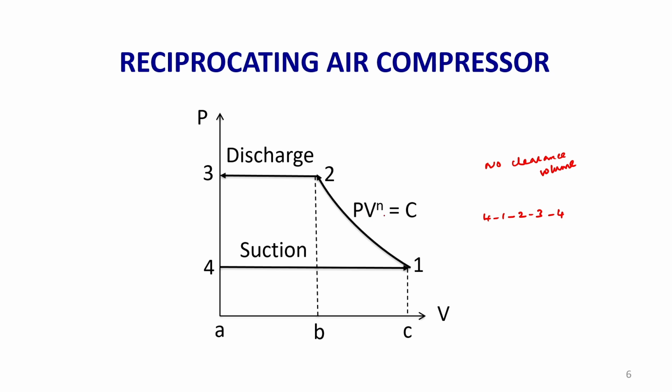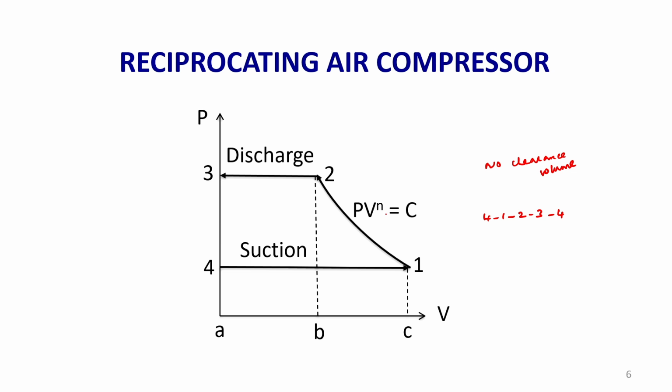Okay. So, PV^n, if n is equal to gamma, it becomes a reversible adiabatic, that is isentropic. If n is equal to 1, that is PV equal to constant, the process becomes constant temperature process or isothermal process. So, if n is equal to gamma, that means PV^1.4 is equal to constant, that is for a reversible adiabatic process. If n is equal to 1.3, it is any value less than gamma, that is less than 1.4, it is polytropic process.